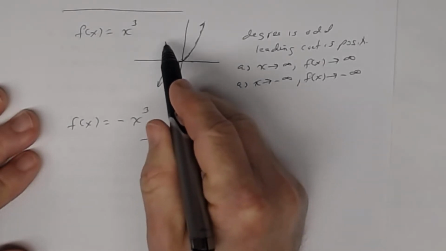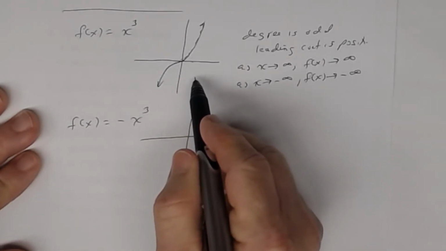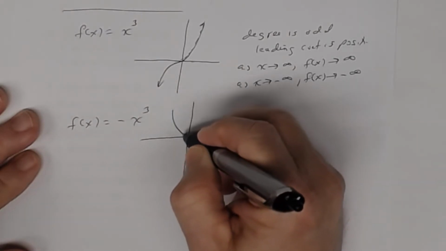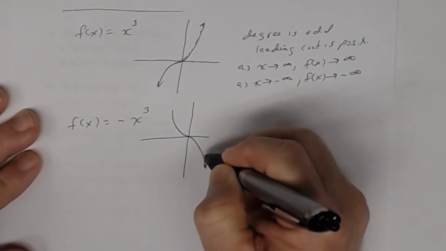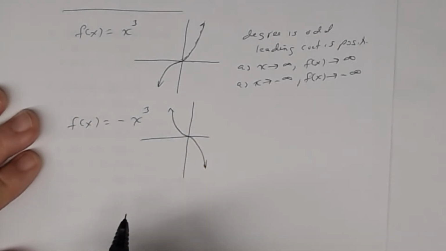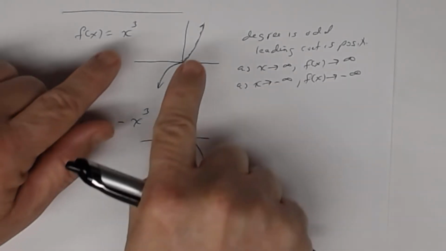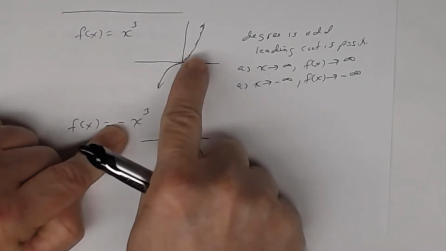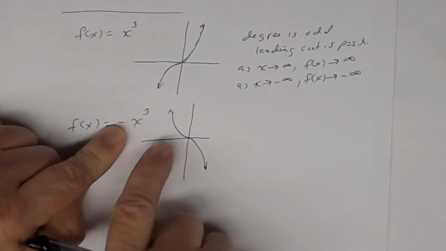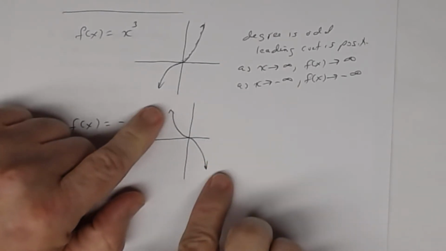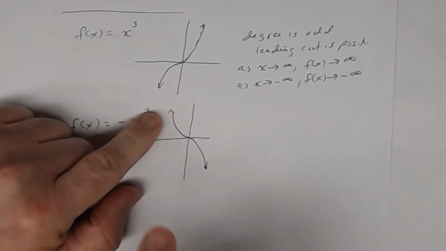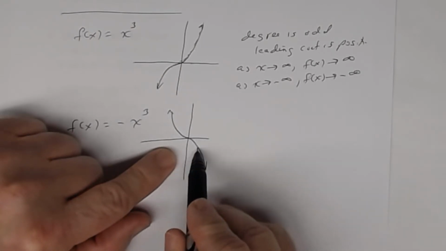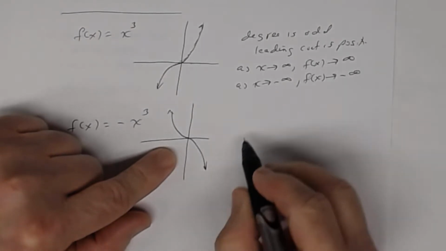So this part goes here. This part goes into the fourth quadrant. So we have this situation here. So this is negative x cubed. So if you know what x cubed looks like, then you automatically know what negative x cubed looks like. It's just a reflection about the x-axis. But notice again, both ends are in opposite directions, right? So as x approaches positive infinity, your y value approaches negative infinity.